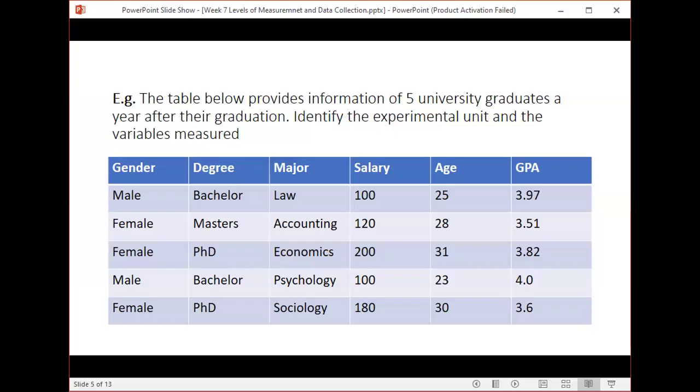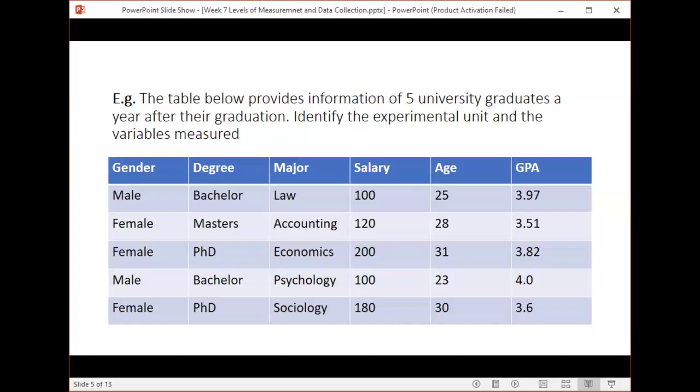Now let's look at the variables. Now the variables are gender, degree, major, salary, age, and GPA. Which of them are qualitative variables and which of them are quantitative variables? Anybody can speak. The quantitative are the salary, age, and GPA. All qualitative, right, gender, degree, major. And so it is clear, gender, male, female is describing. Degree is also describing your qualification. The major, law, accounting is also describing. But salary, count, age, and GPA are measuring something, right?